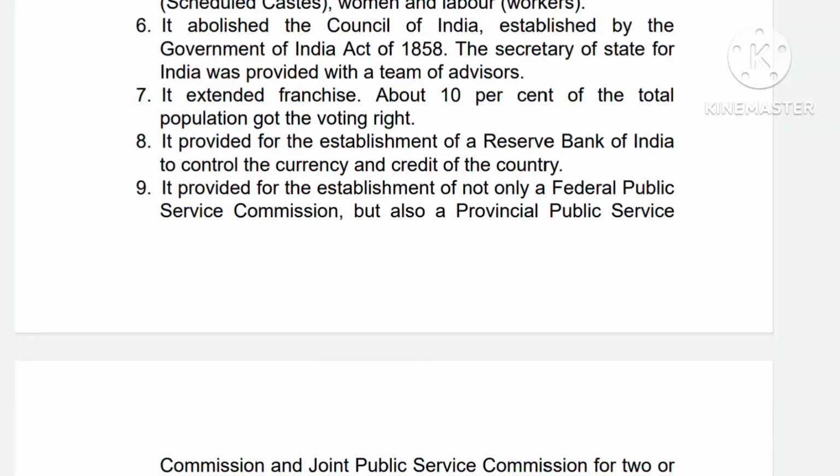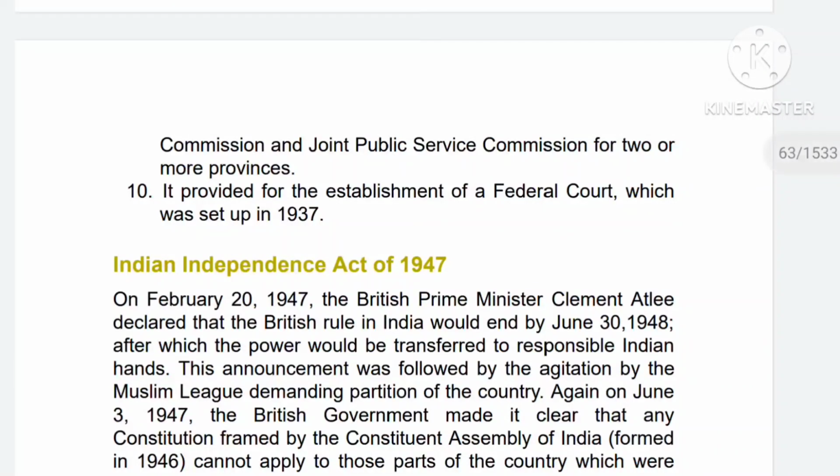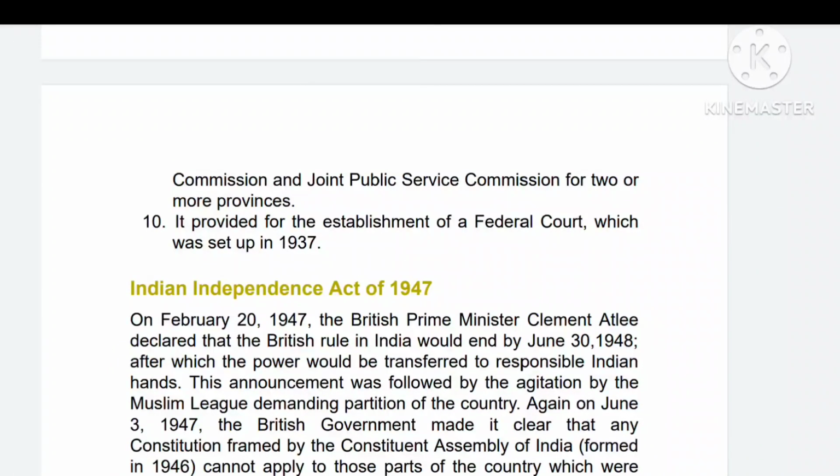Number 8. It provided for the establishment of a Reserve Bank of India to control the currency and credit of the country. Number 9. It provided for the establishment of not only a Federal Public Service Commission but also a Provincial Public Service Commission and a Joint Public Service Commission for two or more provinces. Number 10. It provided for the establishment of a federal court, which was set up in 1937.